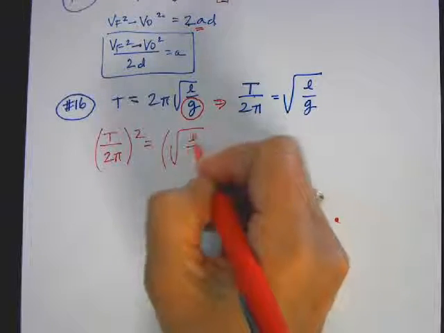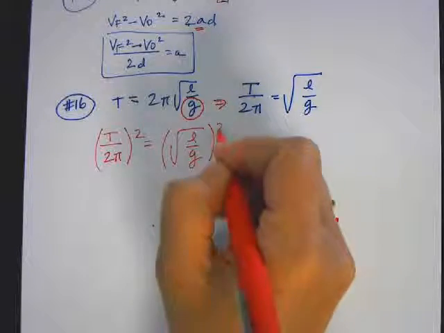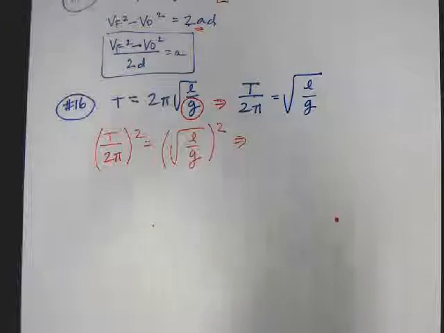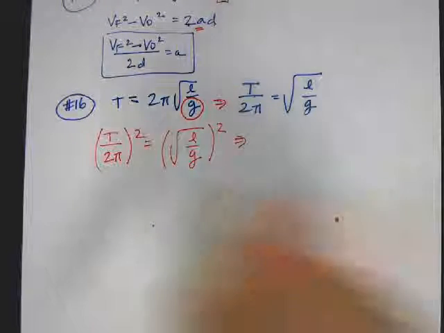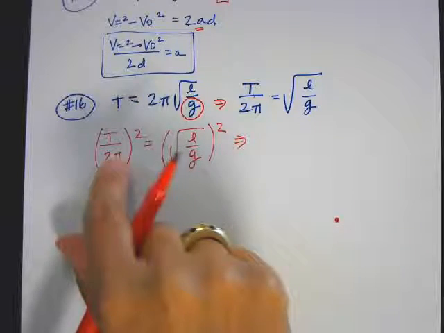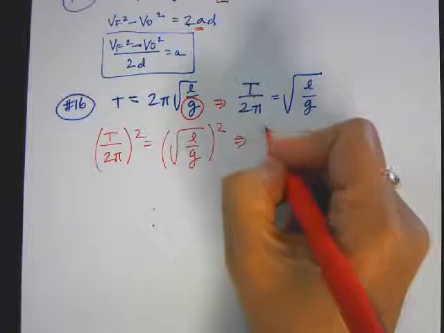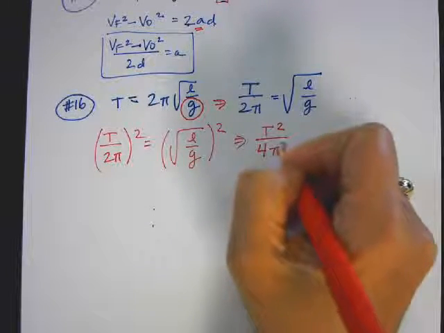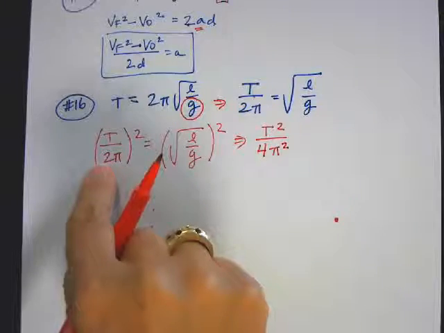When I actually square it, this is the biggest mistake that people make over and over again. When they square the T, they forget to square everything in the denominator. So this is going to be T squared over 4 pi squared. You have to square the 2 and the pi, and that's equal to L over g.